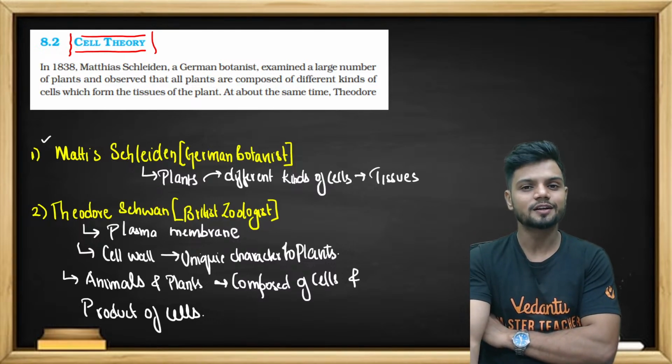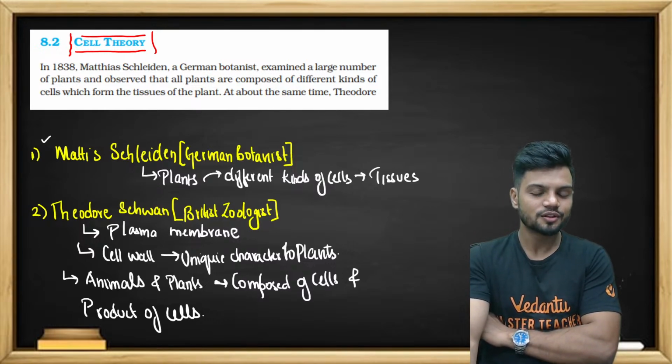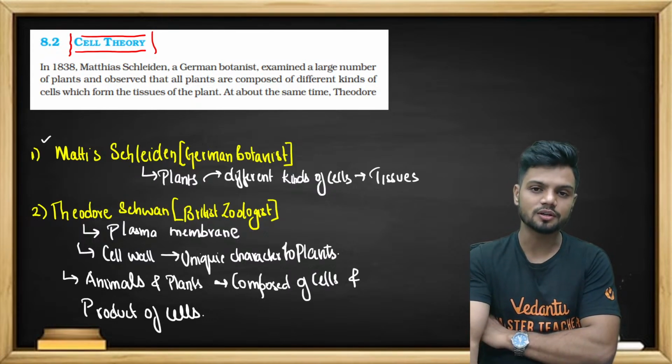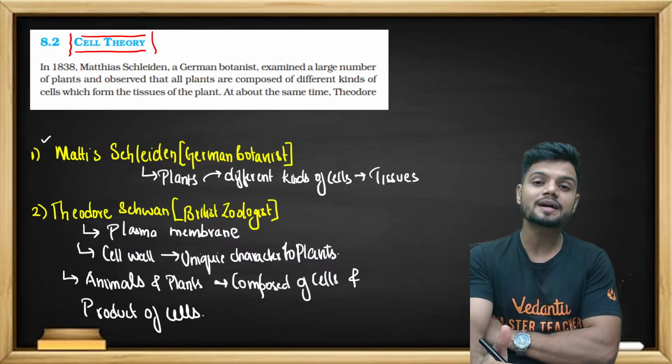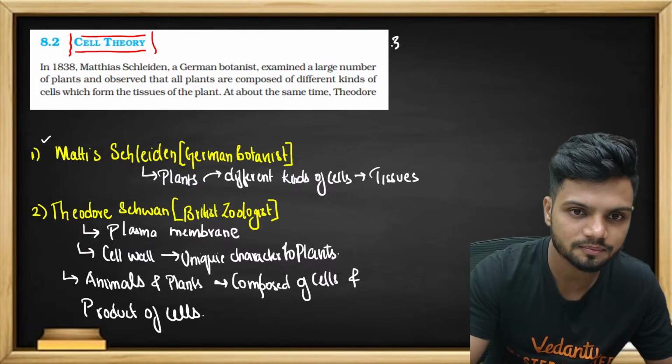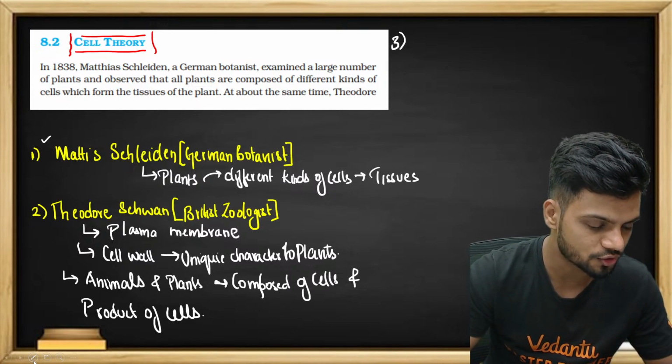So for that, there was one more scientist called Rudolf Virchow. He came and he told us that cells arise from pre-existing cells. That is Rudolf Virchow, the third scientist.